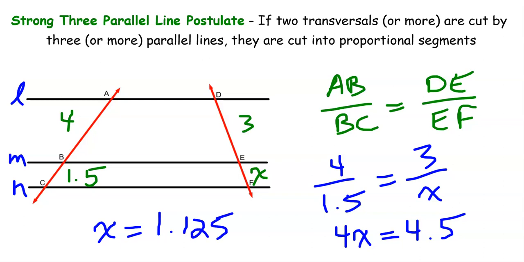So that's it. That is what we call the strong three parallel line postulate. We will see later why it is called strong. There is another version called the weak three parallel line postulate. But again, it says that if two or more transversals are cut by three or more parallel lines, then those transversals are cut into proportional segments.